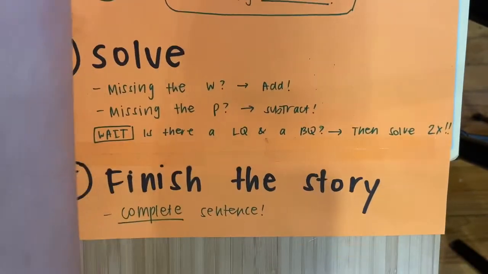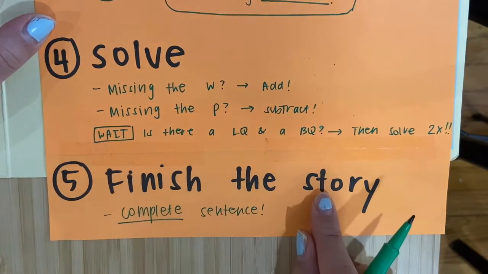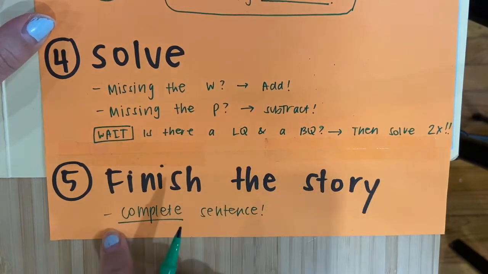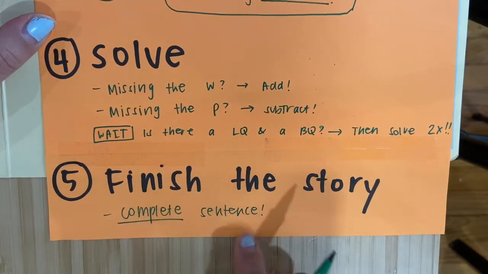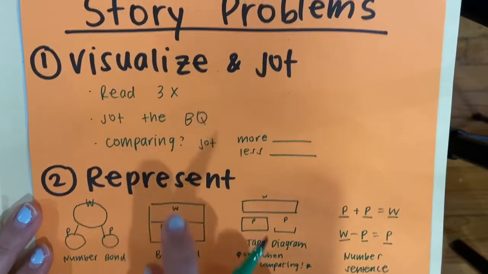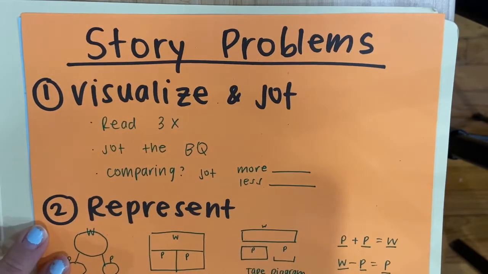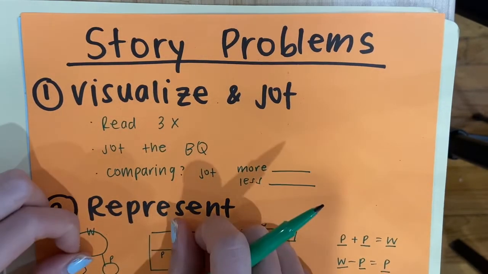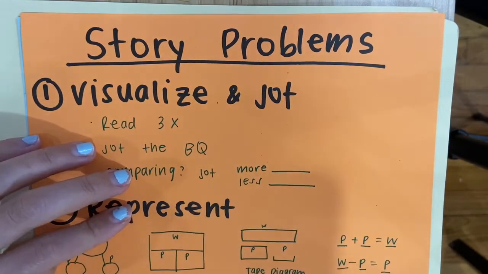Okay. Then the last step is to finish the story. Whenever we finish the story, we have to remember to finish the story with a complete sentence. Alright, so we're going to do a story problem. It's going to be a little bit different from the way we usually do it because we're at home, but we're just going to try our best.